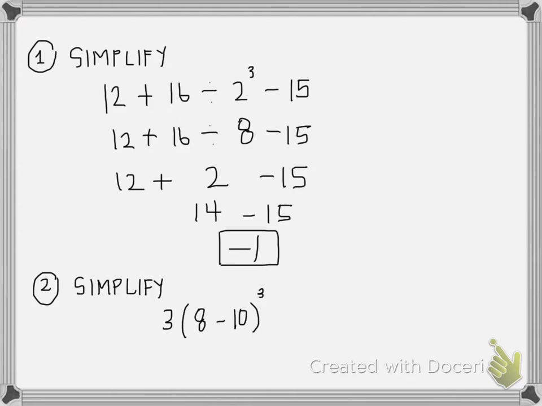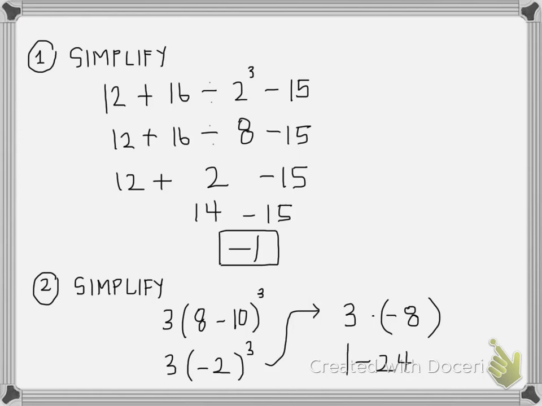Okay, let's look at this number 2 here. So I've got 3 times 8 minus 10, all of that cubed. So my first thing that I need to do is to simplify the 8 minus 10. So what's inside the parentheses? So 8 minus 10 will give me a negative 2. A negative 2 cubed is my next thing I need to do because it's an exponent. So negative 2 cubed would be a negative 2 times a negative 2, which is a positive 4, times a negative 2, which is a negative 8. So now we'll multiply 3 times negative 8, which is a negative 24.